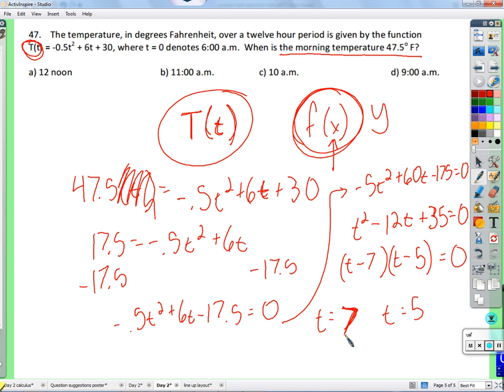T equals 0 is 6 o'clock, right? So add the hours to 6. If I add 5 hours to 6, what do we get? If I add 7 hours, what do I get? Okay. How do I know which answer? Well, multiple choice makes it kind of obvious. But also, what about this wording? Morning, right? So I have a morning time and I have an afternoon time. So 11. That's pretty late morning, but I guess it still qualifies.